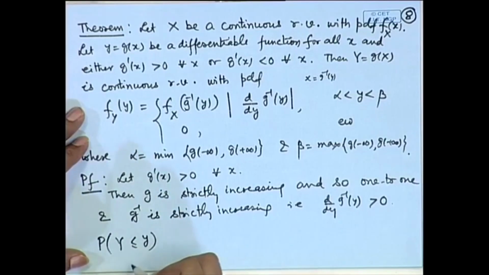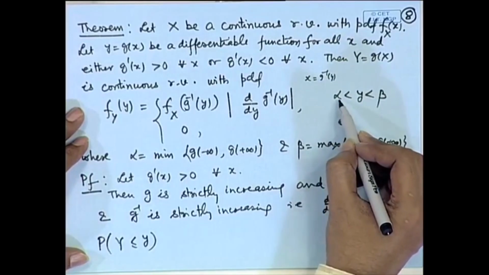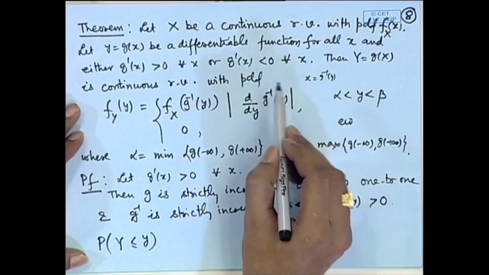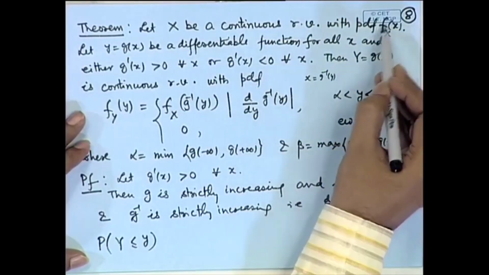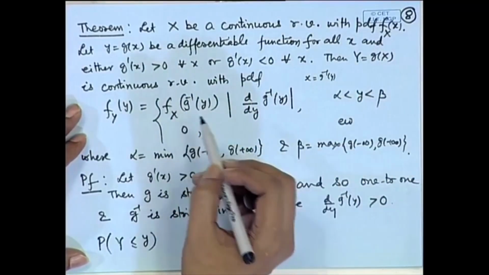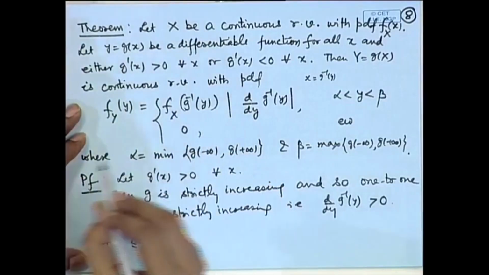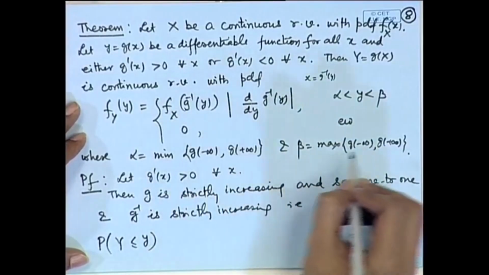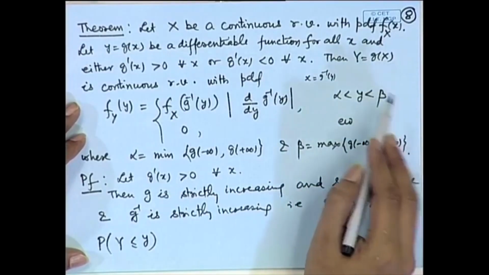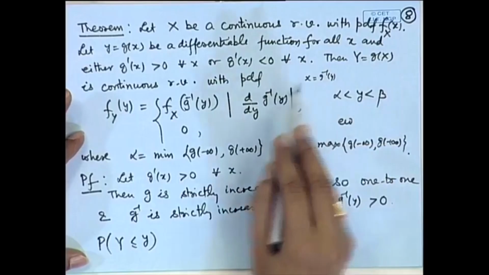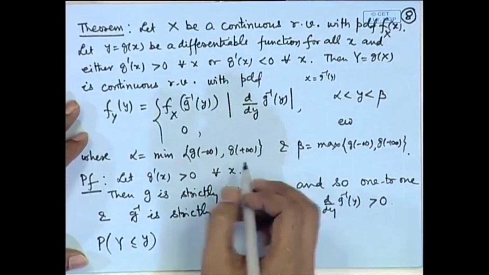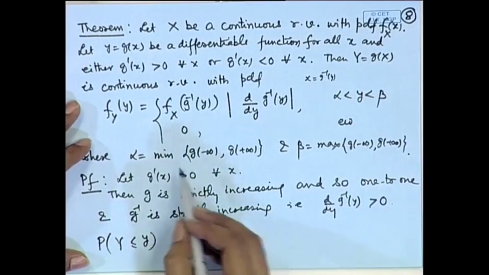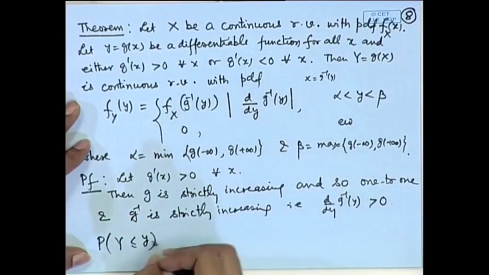CDF of Y, another thing is that the range we have to consider: if x is over a certain range, suppose from minus infinity to infinity in general, then if g is an increasing function, the minimum value will be g(minus infinity) and the maximum value will be g(plus infinity). If g is a strictly decreasing function, then it will be reversed. So, here the range of Y will be from alpha to beta, where alpha and beta are defined like this.